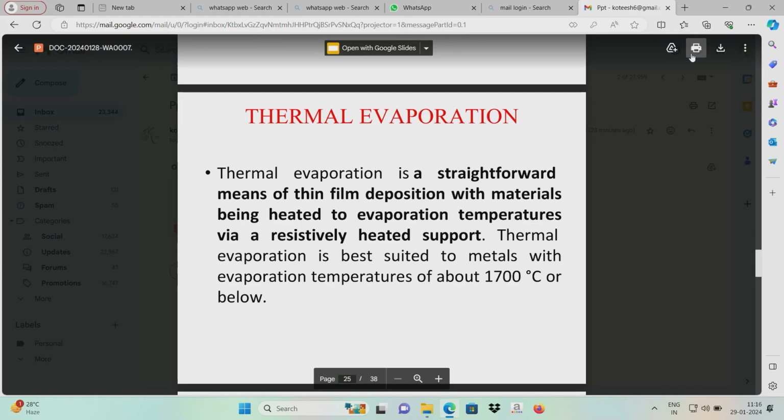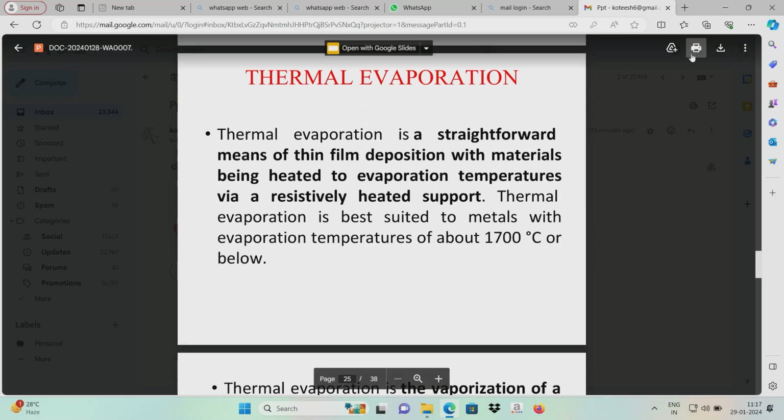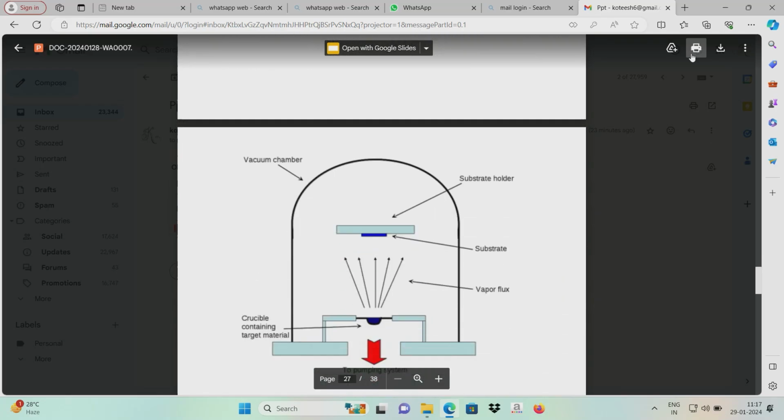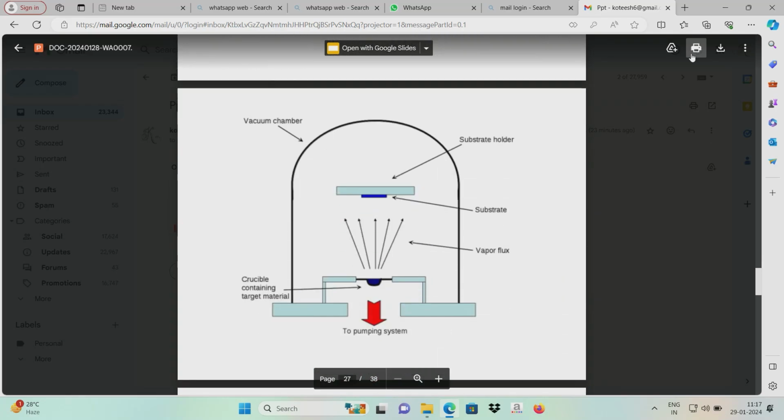Next, we discuss thermal evaporation. It is the most straightforward means of thin film deposition of a material. Here we use temperatures up to 1700 degrees Celsius. And this is the diagram of vacuum deposition. Here the vacuum chamber is kept, and the crucible, in red color, is here, it shows the pumping system, and the vapor flux and substrate are kept there.